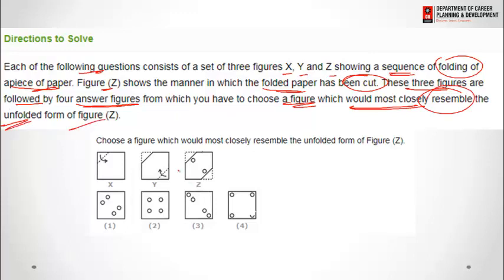Now here we have an example for that. In figure X, the paper is folded from one vertex to another vertex, and then in Z we make two holes in this. Now if we open it, we get the same holes on the two folded edges. Then we just need to find the right answer for this question, which is quite near to the third figure we have.